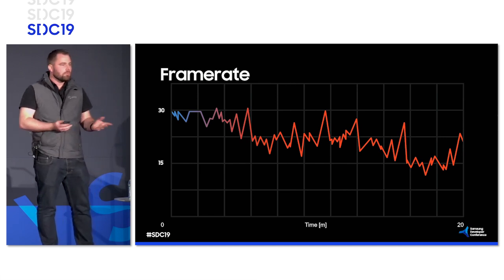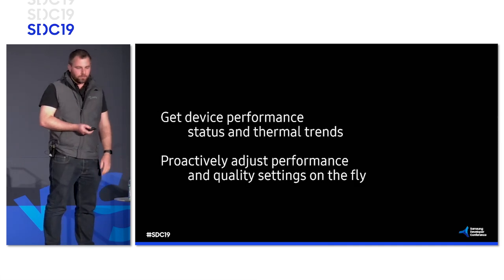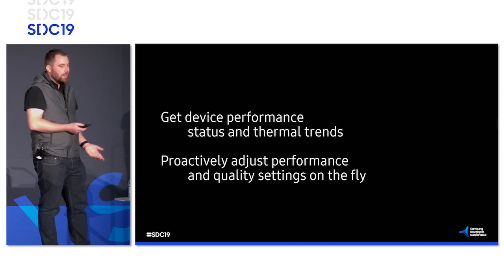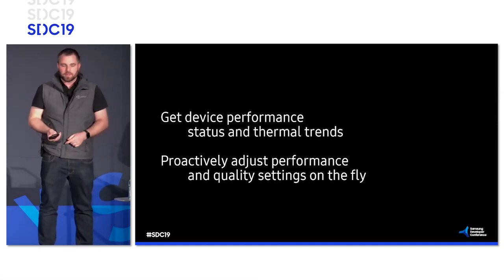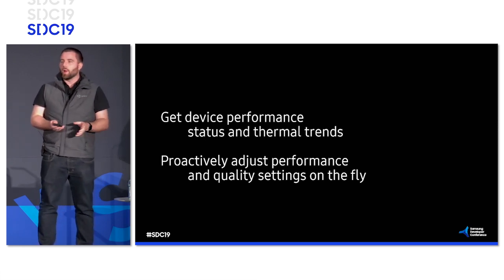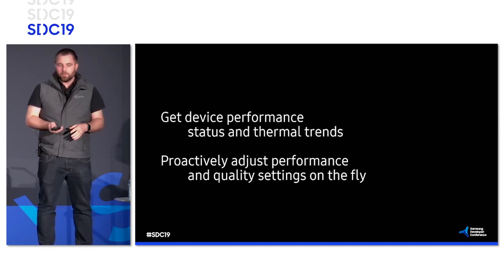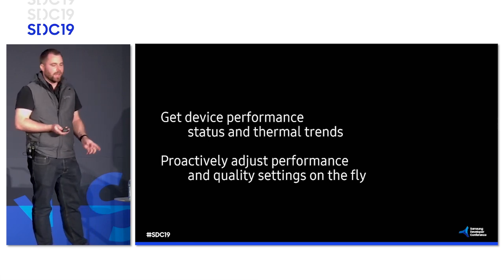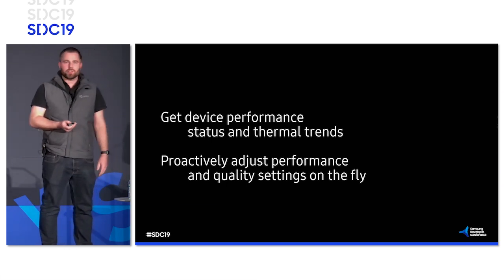So how does adaptive performance now tackle that problem? As we heard before, it is now easy to obtain the device performance status and the thermal trends. And as a developer, that basically enables you to proactively adjust the performance and quality settings on the fly before the device actually throttles. But why is this useful, and what do we actually offer now?